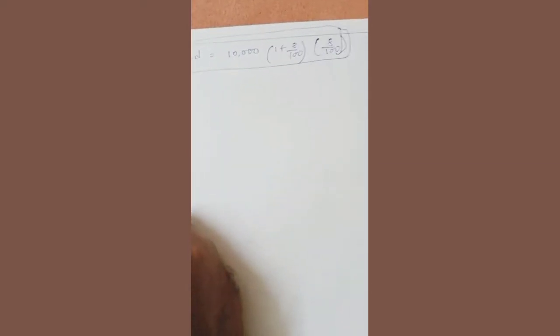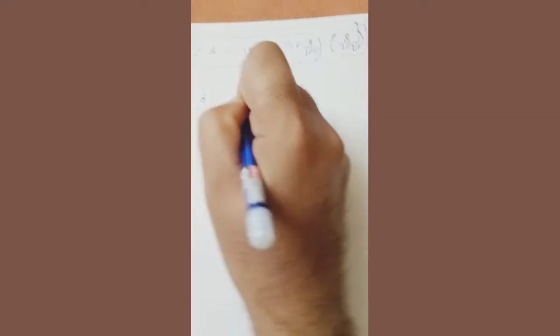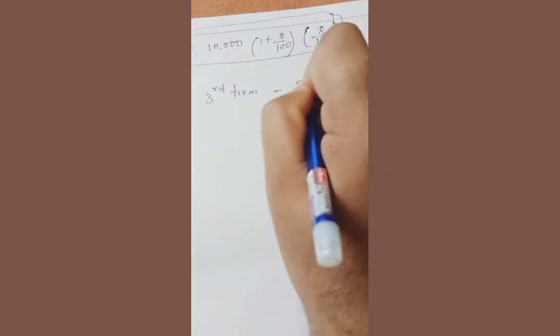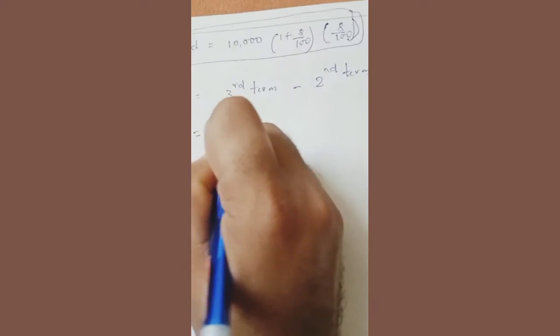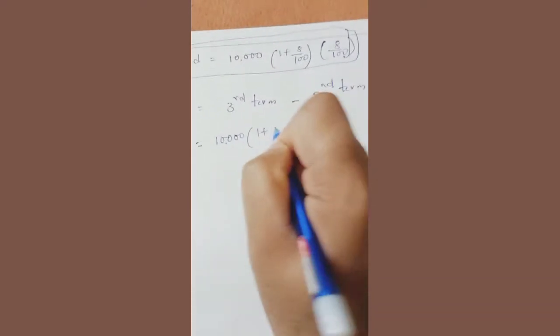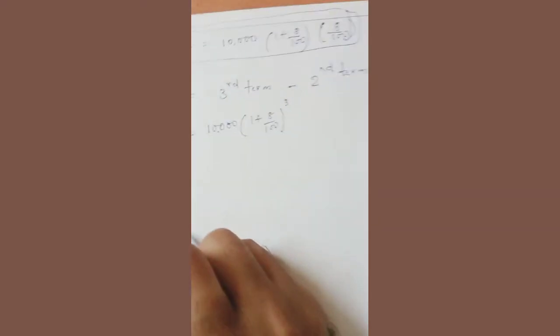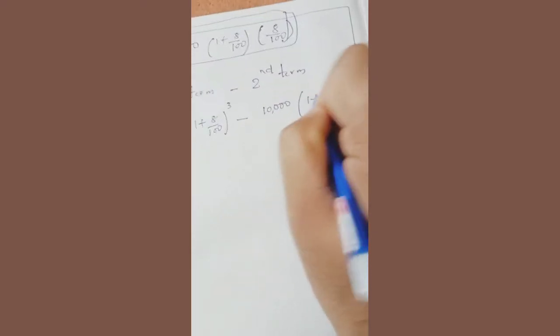We need to find out if we get the same common difference for the third and second term, then the sequence belongs to an AP. Otherwise, it doesn't belong to an AP. We will find the common difference, third term minus second term. We already know the third term. It is 10,000 of 1 plus 8 by 100 whole to the power of 3, minus 10,000 of 1 plus 8 by 100 whole to the power of 2.